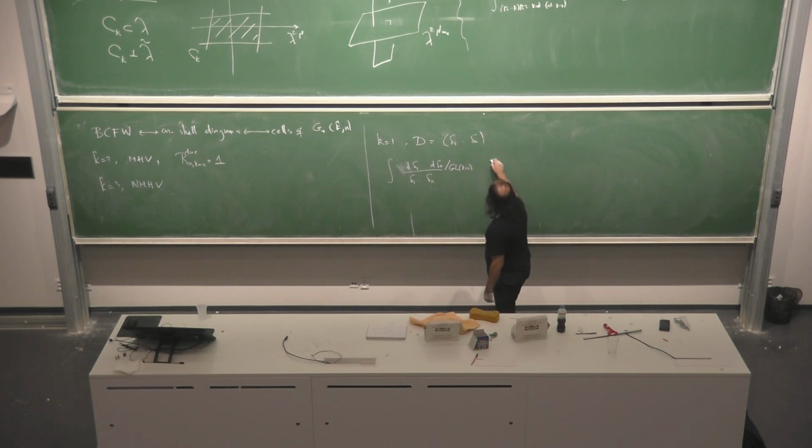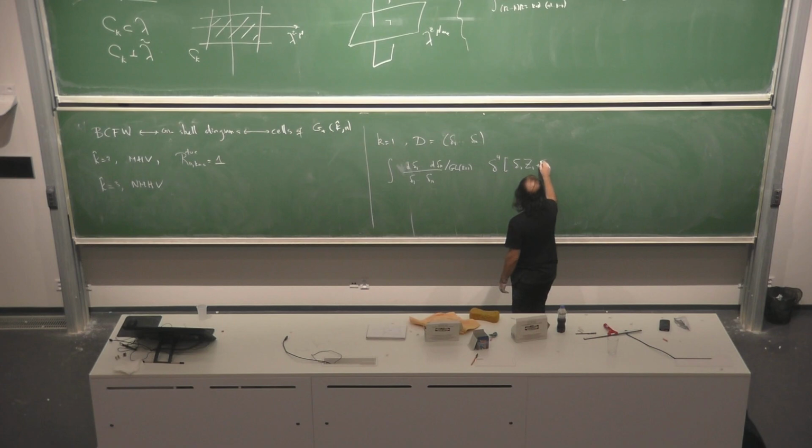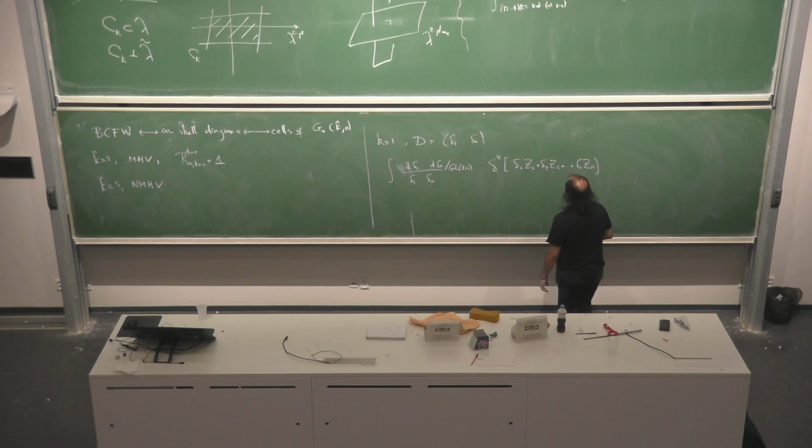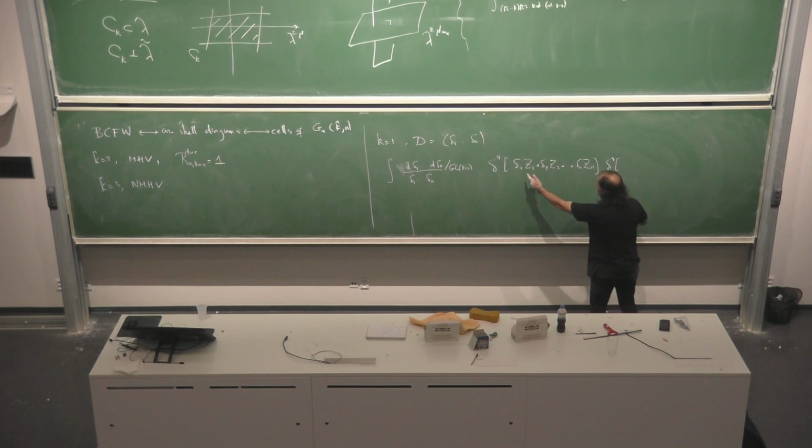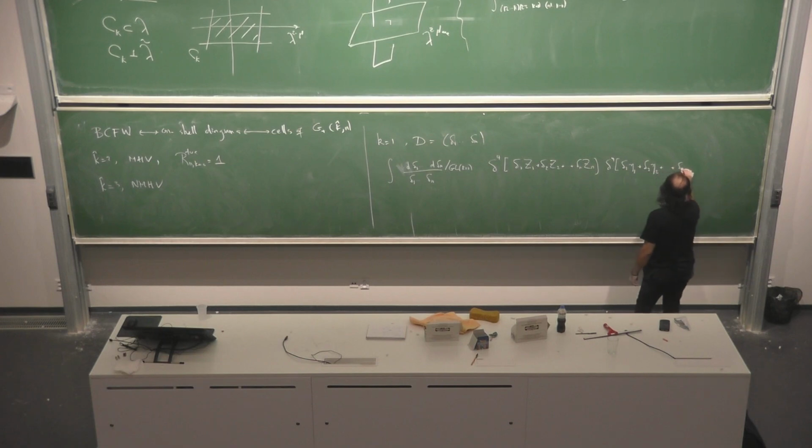And then what I'm left with is just a delta^4 of δ_1 z_1 plus δ_2 z_2 plus ... δ_n z_n, times the delta^4 of the eta part. So δ_1 η_1, this is the SUSY part, plus δ_2 η_2 plus δ_n η_n.